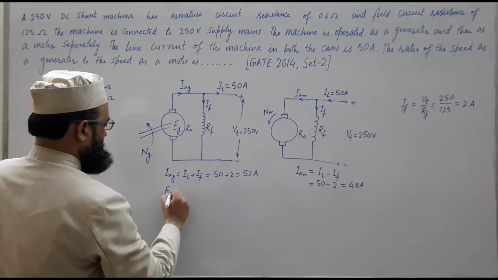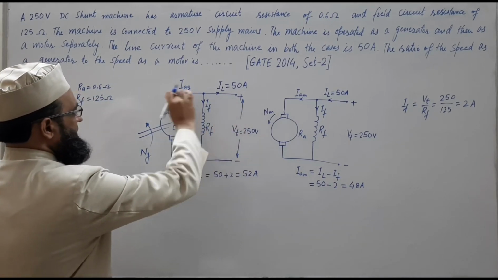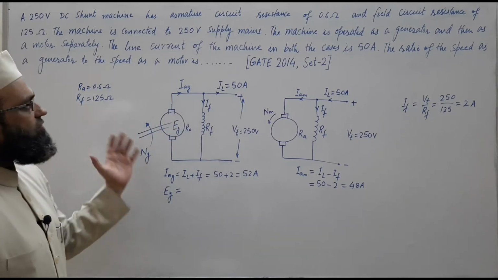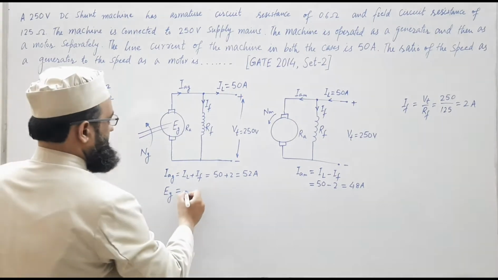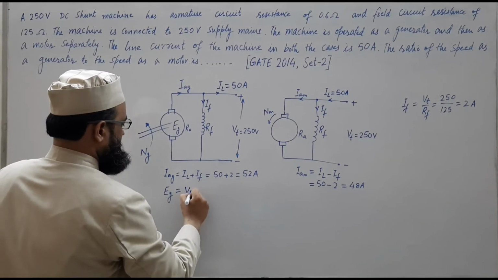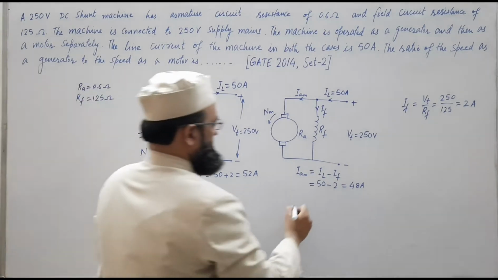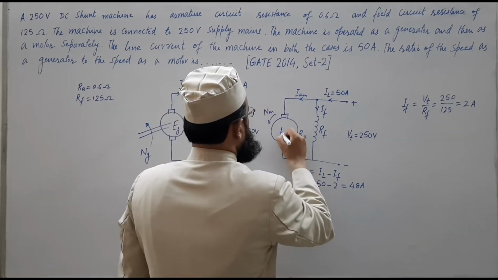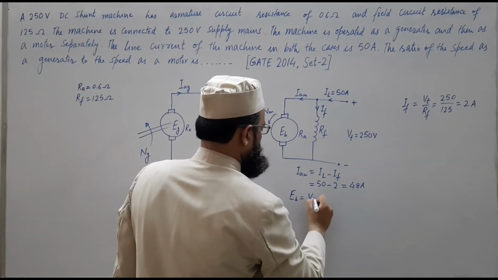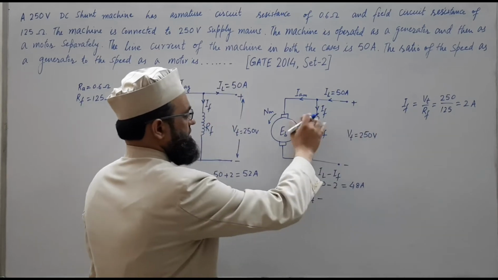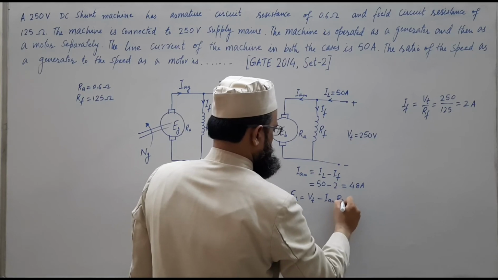So Eg may be written as, in case of generator, terminal drop plus IARA drop. Again in the problem, nowhere brush voltage drop has been mentioned or given, so by default ignored. So you will write Vt plus IAG RA. Here also EB, this is known as EB, back EMF, right? So this back EMF EB may be written as Vt minus, right? Some drop will be there, minus IAM RA.